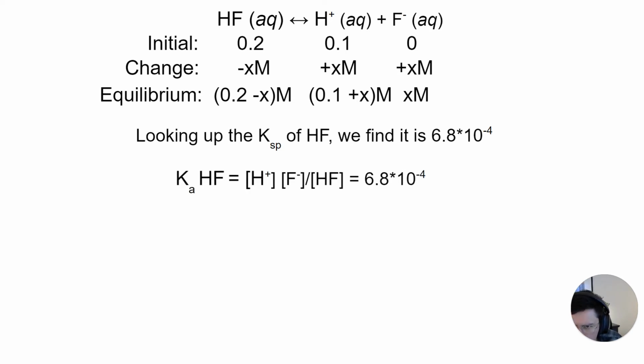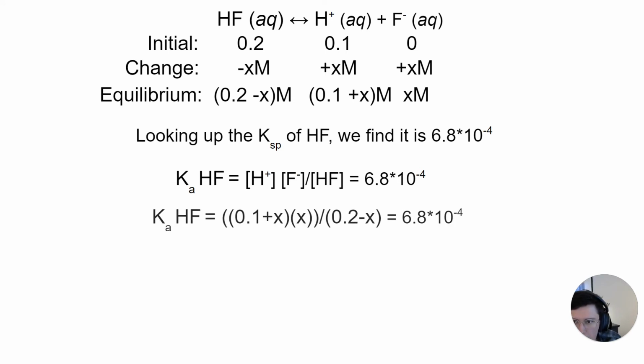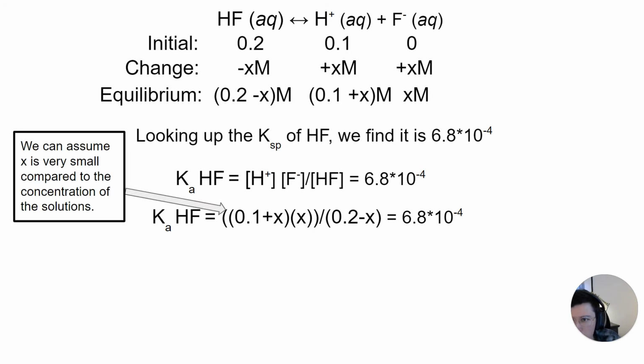And so we can write out our solubility product expression here, just like we've done in the previous examples. And then we can just go ahead and plug in our equilibrium values because this solubility product is at equilibrium. And then because we know that this is the weak electrolyte, we can go ahead and assume that whatever this change in x is going to be very, very small compared to the actual concentrations of the solution.